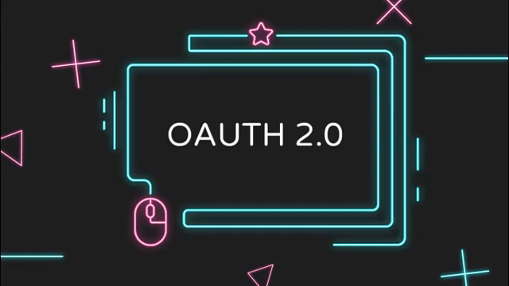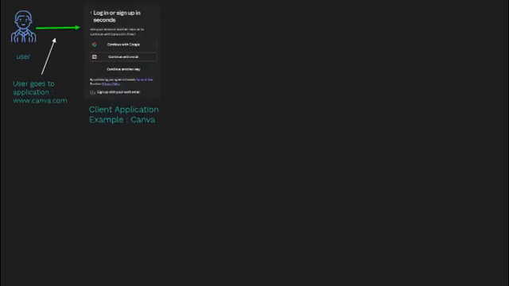Welcome. Let's walk through how OAuth 2.0 enables secure delegated access step by step. The resource owner or user navigates to the client application, that is any third-party app, and triggers a flow that requires access to protected resources.